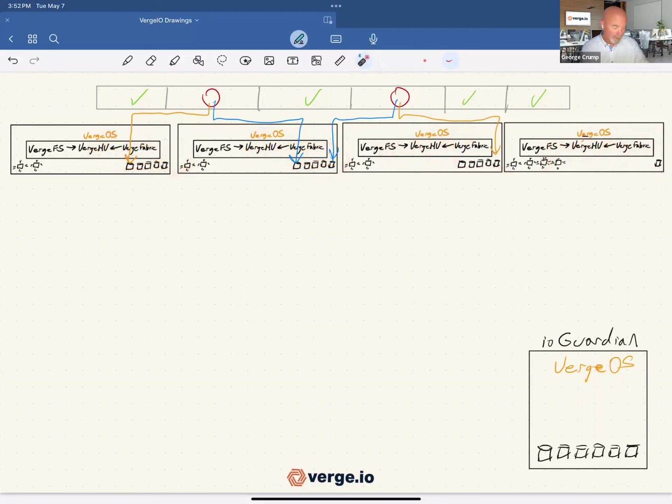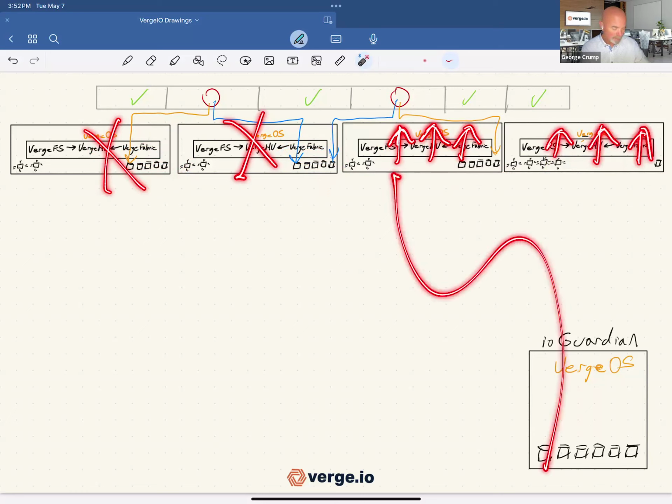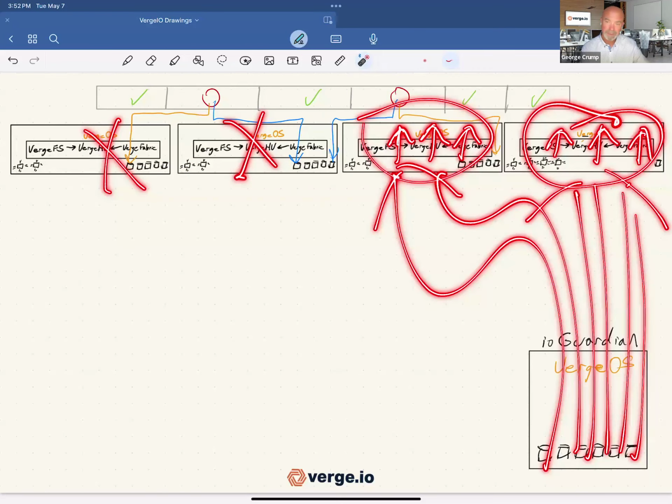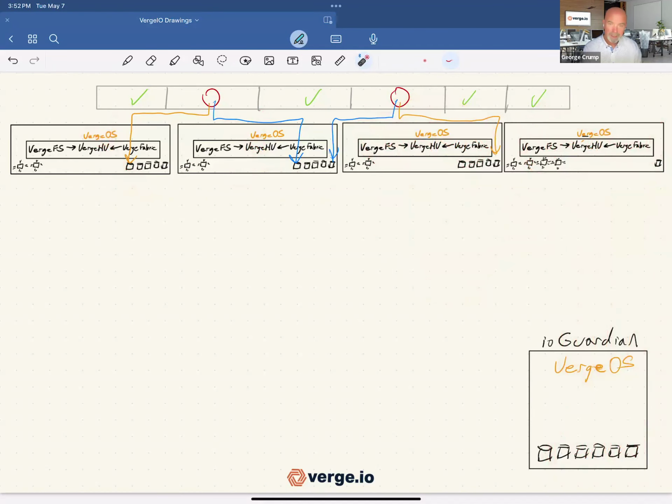However, in the ioGuardian use case, these two servers have gone down and I'm starting VMs up on these hosts. ioGuardian will come in and supply the data in real time, inline, to these VMs that they need in order to stay up and running. So again, even in a worst case scenario, this provides a lot of resiliency.